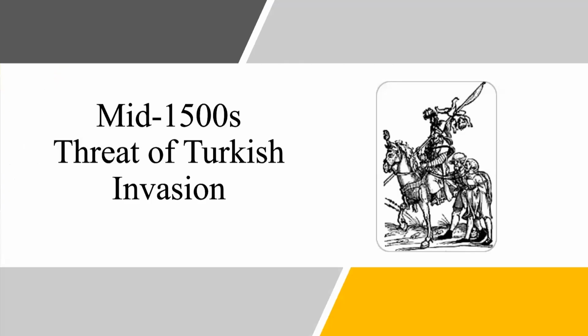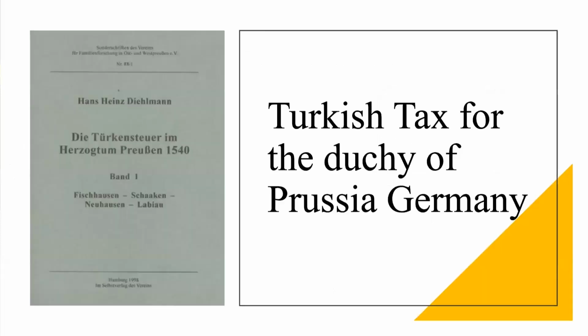The mid-1500s brought the threat of a Turkish or Ottoman invasion. This woodcut illustrates the concept that the Europeans had of the Turks. It shows a father and mother who are bound, being led with ropes around their necks by the Turk, who has impaled their child on his spear.